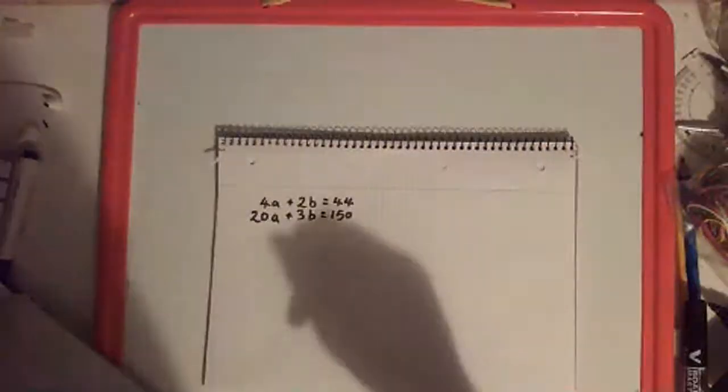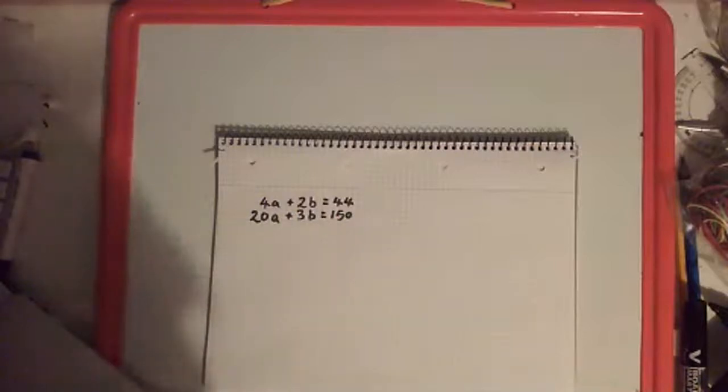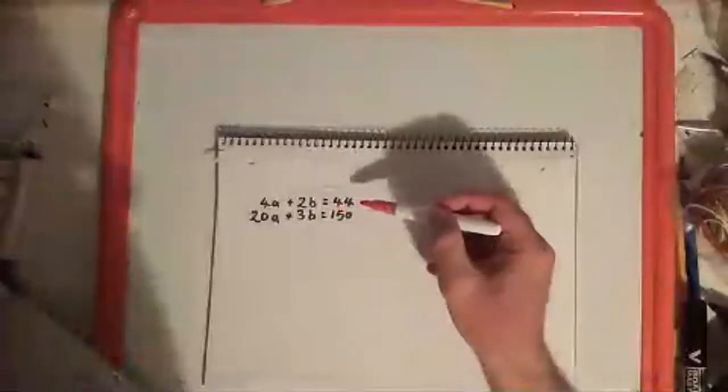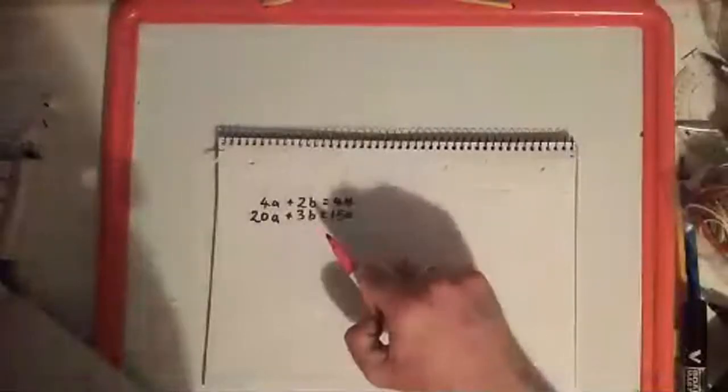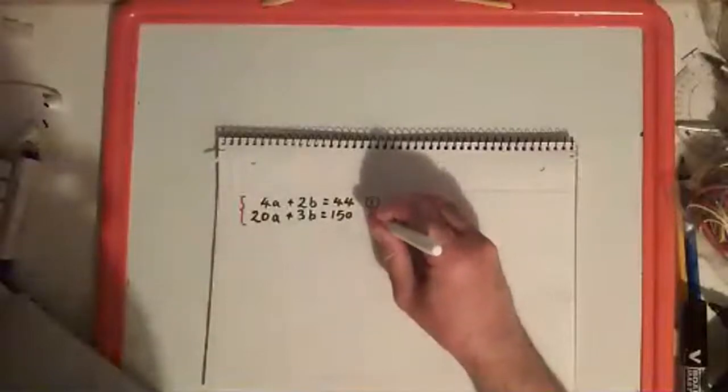Okay, so I've got a request to solve just a couple of particular simultaneous equation problems on the YouTube channel. The first one was 4a plus 2b equals 44, and 20a plus 3b equals 150. So that's two equations in two unknown things. I'm going to label them equation 1 and equation 2.